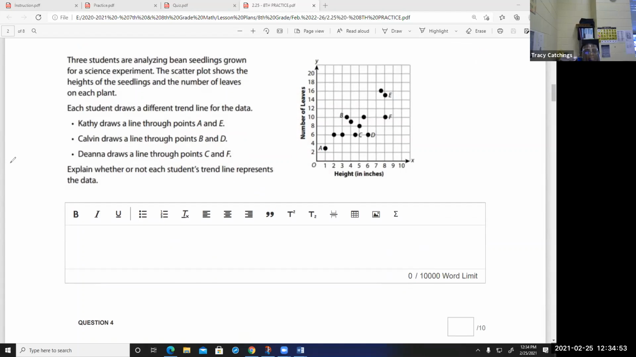All right, 3 students are analyzing bean seedlings grown for a science experiment. It says the scatter plot shows the heights of the seedlings and the number of leaves on each plant.